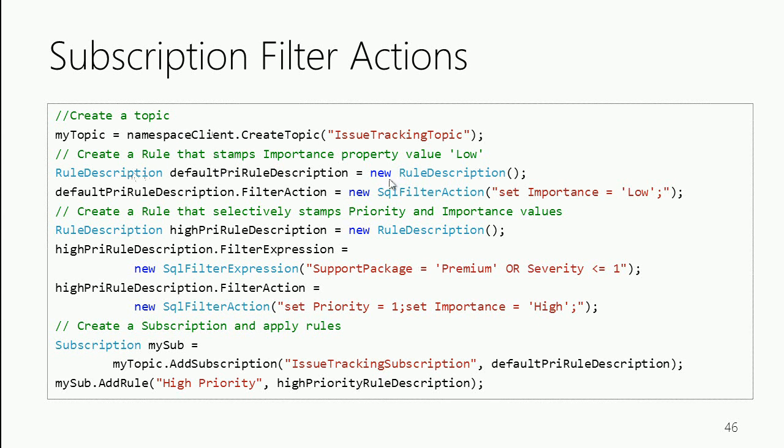So you create a rule description with a new filter action. Or here you create something that's a conditional one. So you can actually create rules that will always modify your messages. You can create rules that will conditionally modify your messages. Or you can create rules that don't modify your messages at all, but simply go and filter and give you copies.